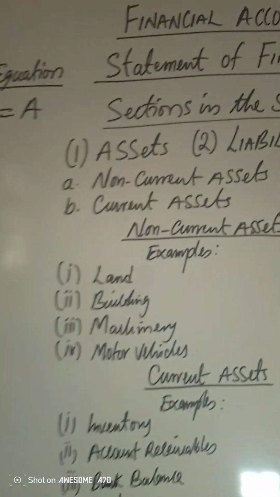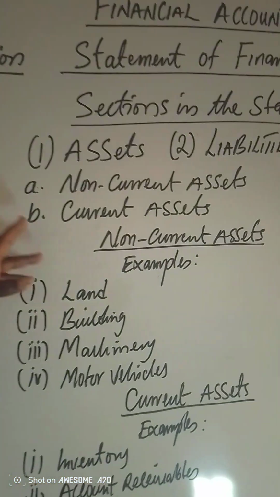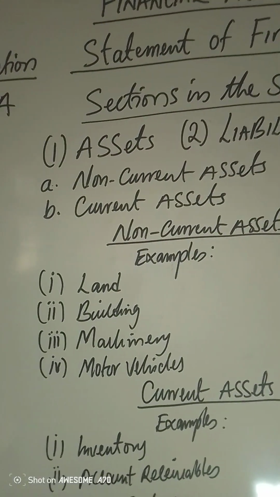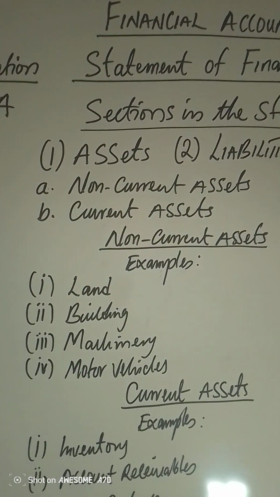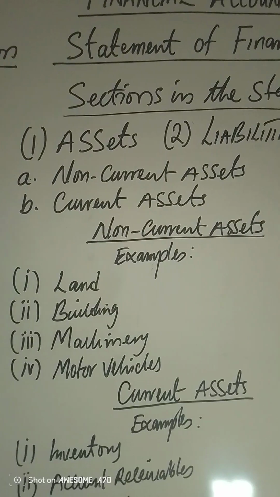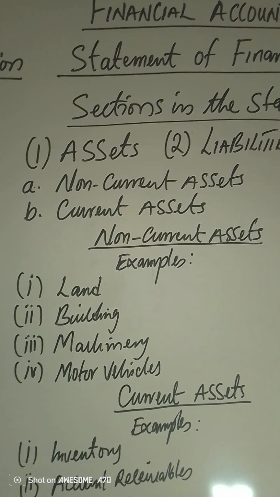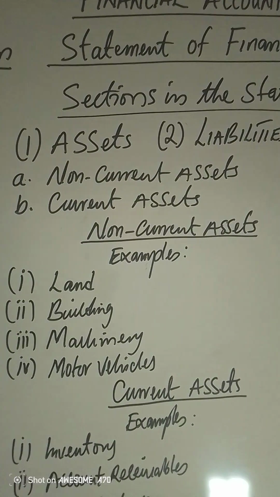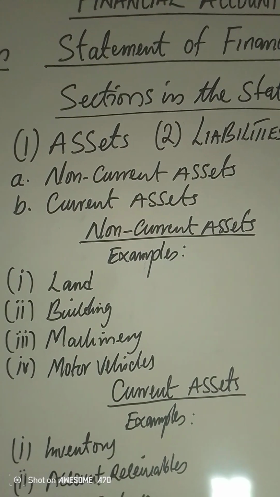These assets are divided into two. Number one is what is called the non-current assets, which was hitherto called the fixed assets. Number two is current assets. Current assets, or you can also call it the liquid assets. So let's look at what are the examples of non-current assets.